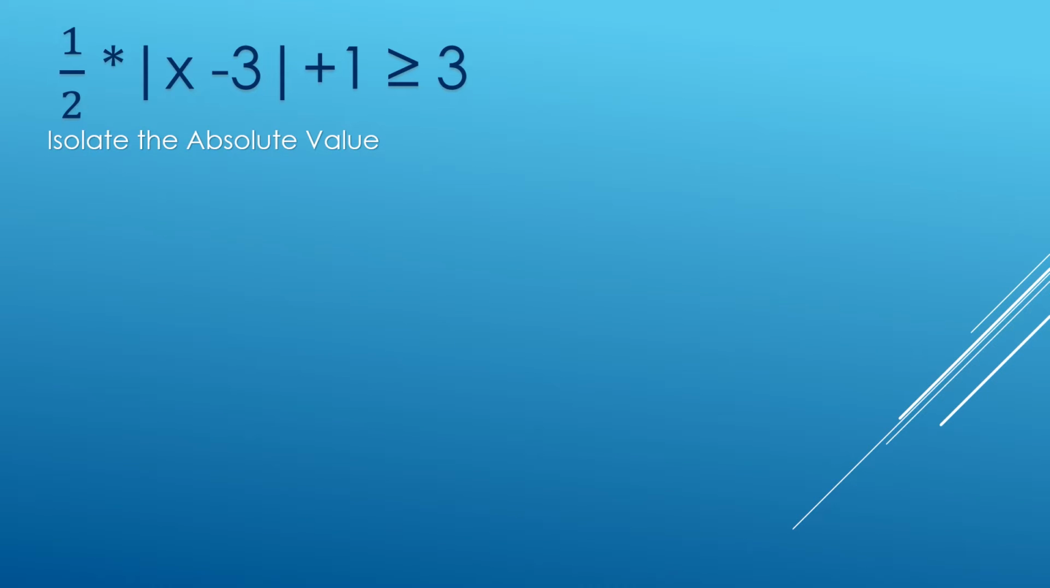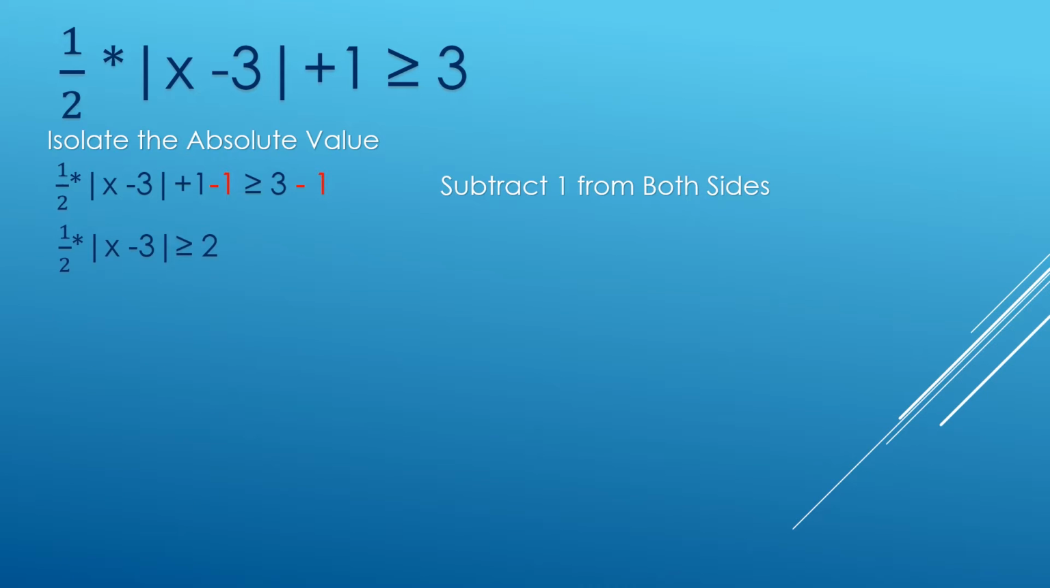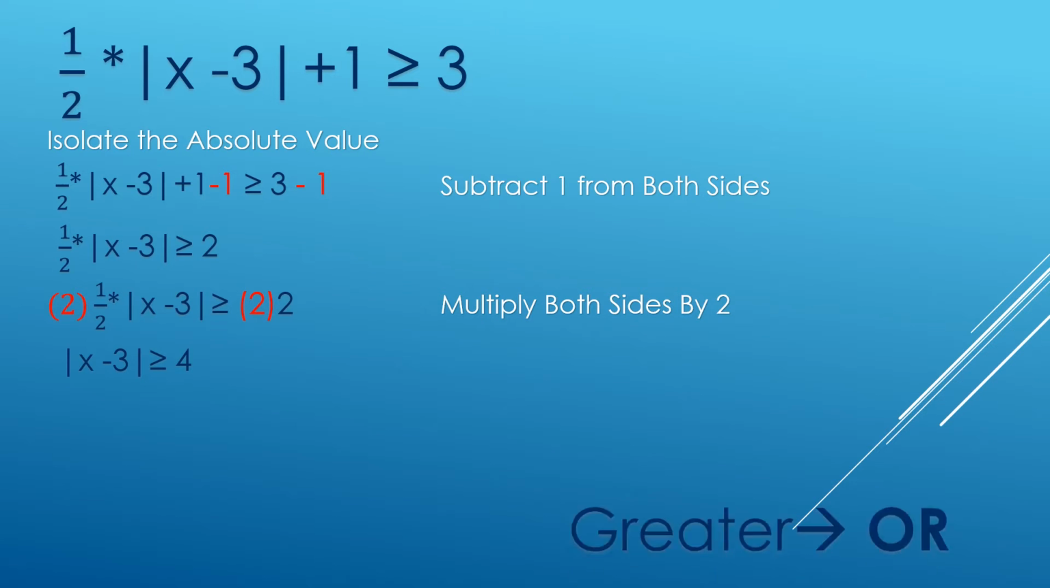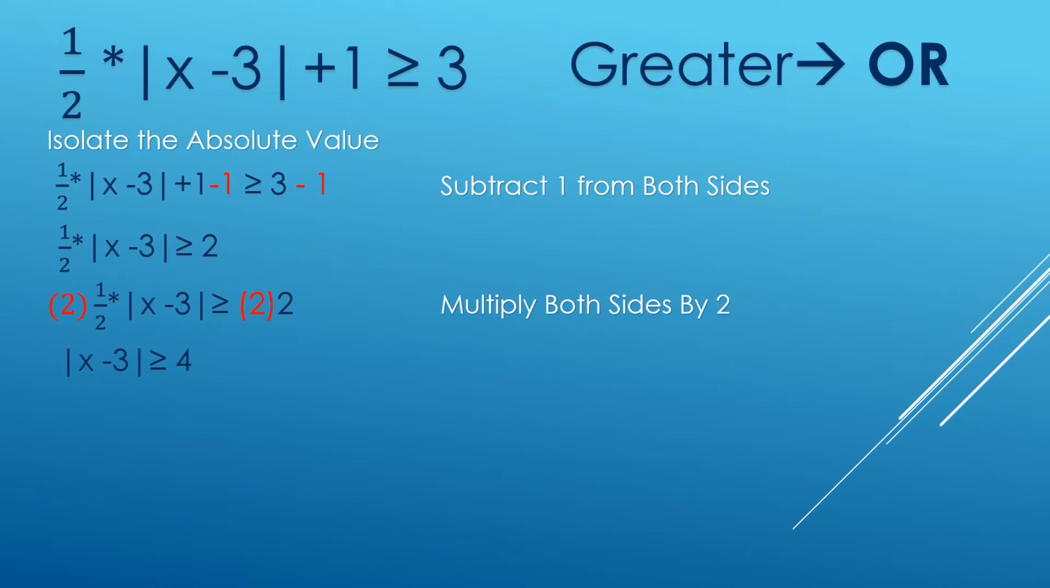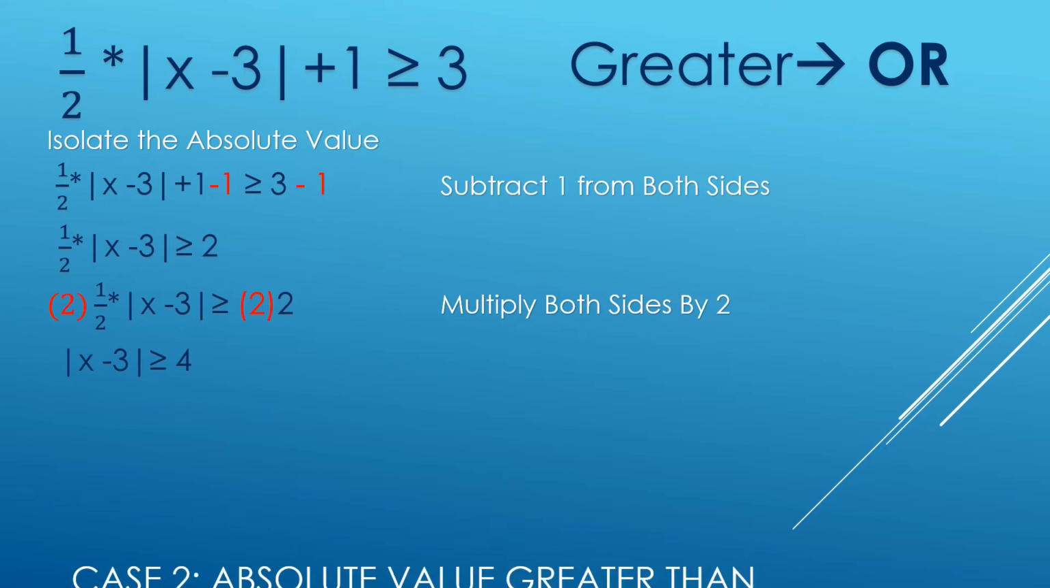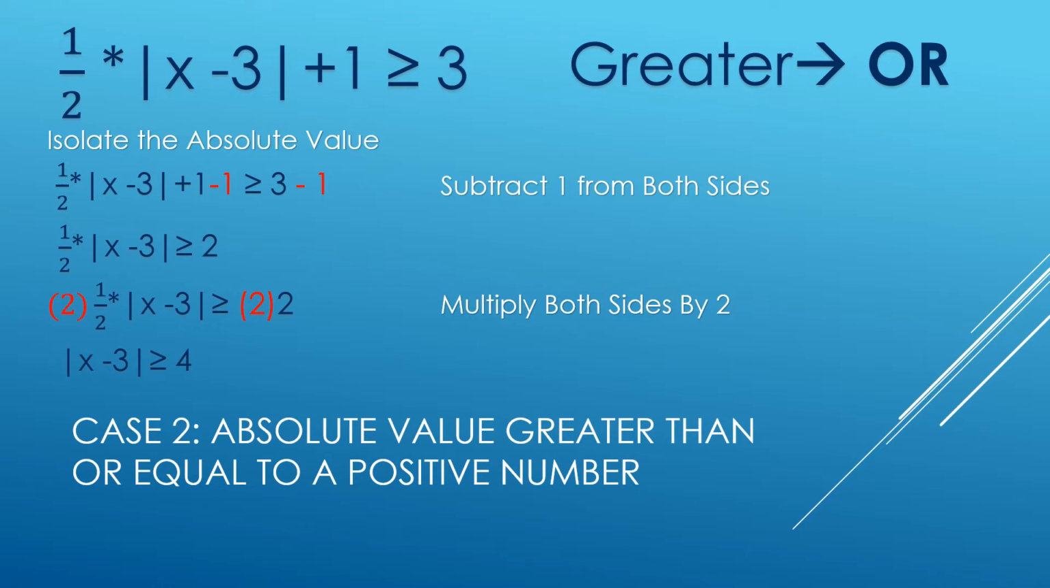First thing we need to do is isolate the absolute value. To do this, we'll subtract 1 from both sides. Okay, that simplifies to 1/2 times the absolute value of x minus 3 is greater than or equal to 2. Next, we'll have to multiply both sides by 2. And that simplifies to the absolute value of x minus 3 is greater than or equal to 4. Okay, this is greater, so it sounds like or, it's going to be an or statement. So that's case 2, the absolute value greater than or equal to a positive number.